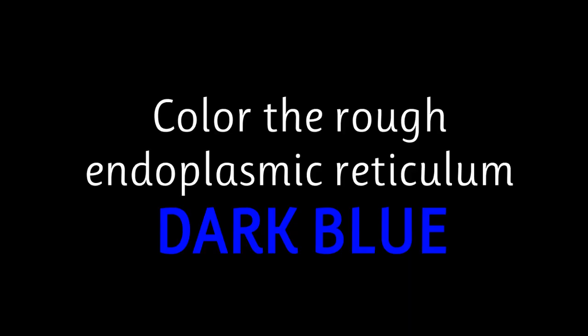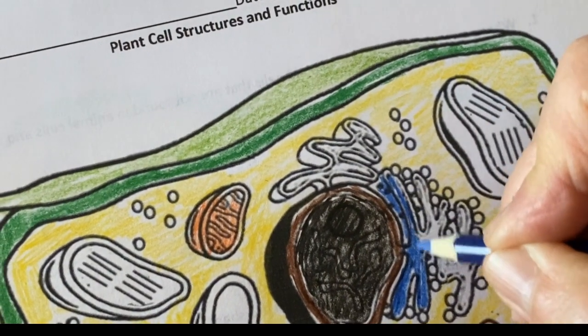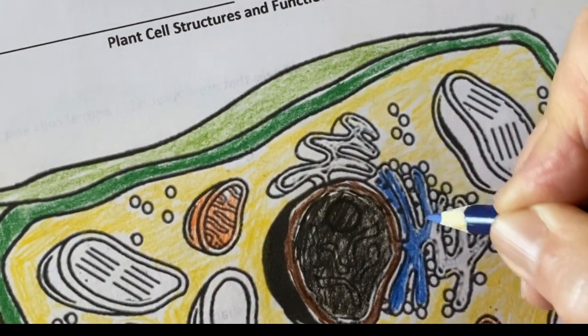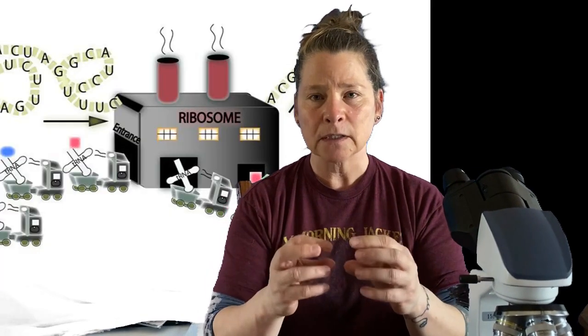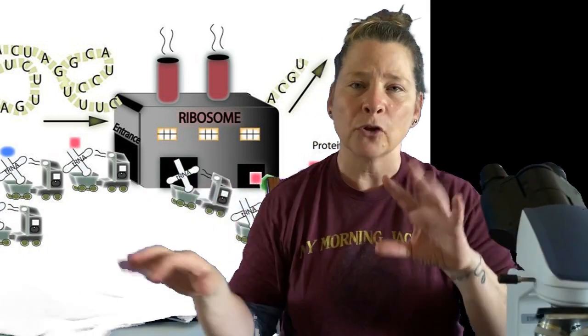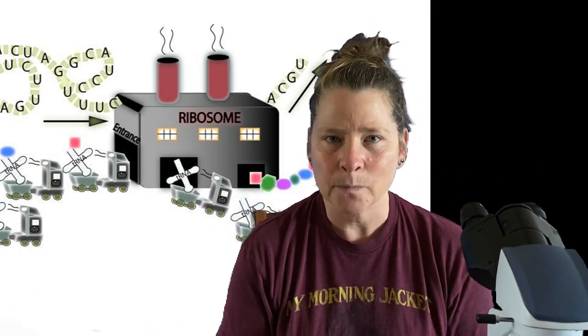The rough endoplasmic reticulum have these little tiny pieces called ribosomes attached to them. Ribosomes are their own organelle. I'll get to that in a minute. The ribosomes are little protein factories. They are either attached to the endoplasmic reticulum or they're floating around in the cytoplasm, right?